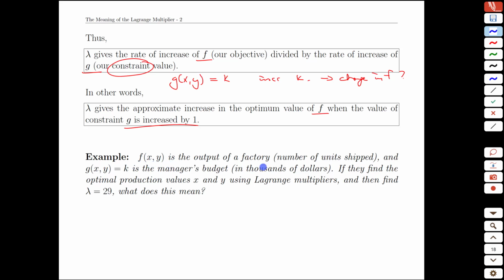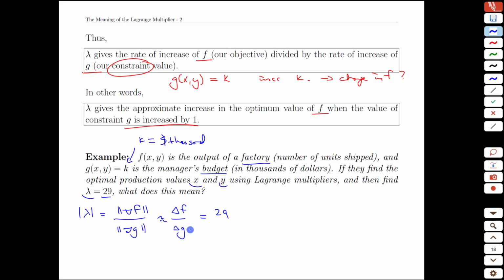Let's consider f of x,y to be the output of a factory in numbers of units shipped, and our constraint is the manager's budget. So k is equal to the dollars in thousands that the manager is allowed to spend. They find the best values for x and y using Lagrange multipliers, and then they find that lambda is equal to 29. They do some calculations, they get x,y, and then they can go back and solve for lambda. Well, lambda, in absolute value, is that ratio of the gradient of f over the gradient of g, and we can think of that as a change in f over a change in g, and we're saying that that's 29, so it's approximate.